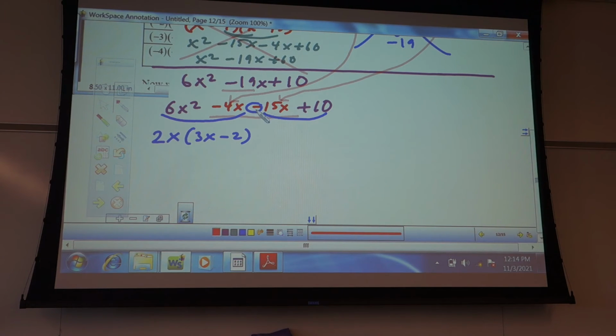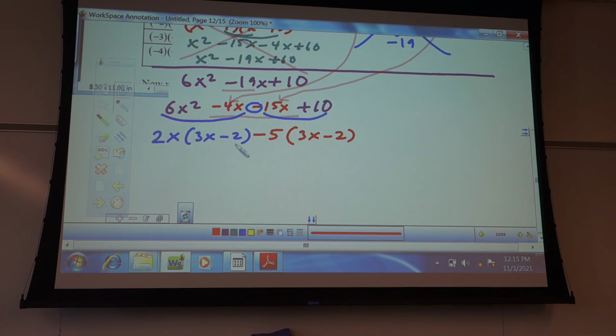And then I have a minus. What can I pull out of 15x and 10? 5. It needs to be negative 5, right, because it's negative. You have to match up the symbol here. So if I take negative 15x and pull out negative 5, I'm left with negative 15 divided by negative 5 is 3x. Positive 10 divided by negative 5 is negative 2.